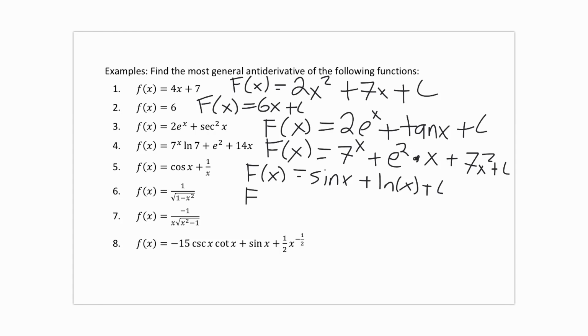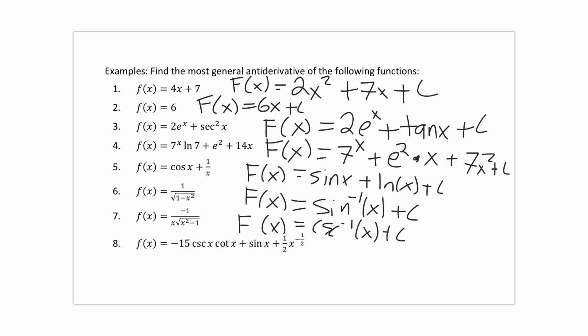For number 6, we just need to think about our inverse trig functions, and hopefully sine inverse comes to mind. So the antiderivative is sine inverse x plus c. For the next one again, we have some type of trig inverse, and I think this one is cosecant inverse plus c. And for that final one there, we really need to combine everything we've been thinking about.